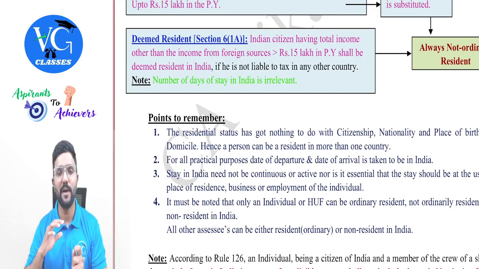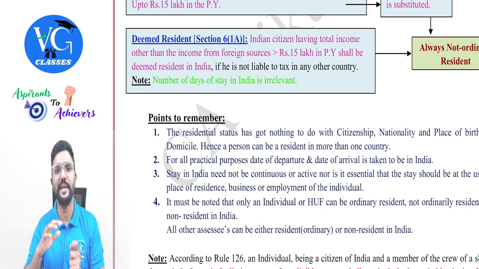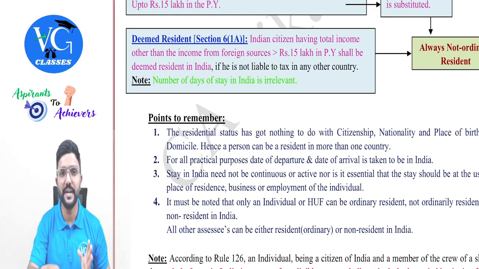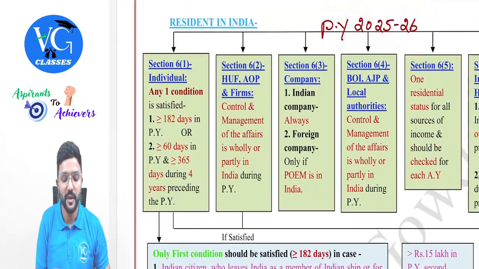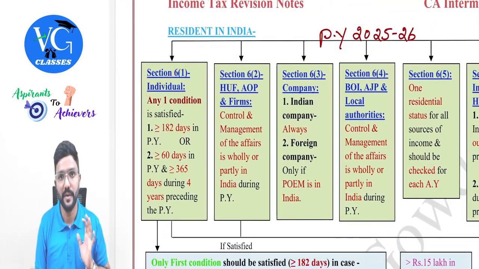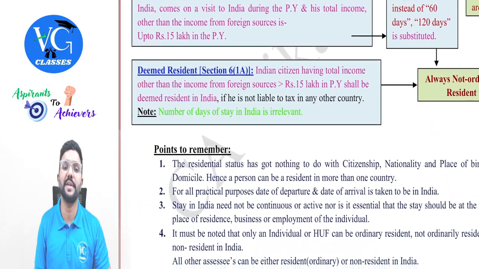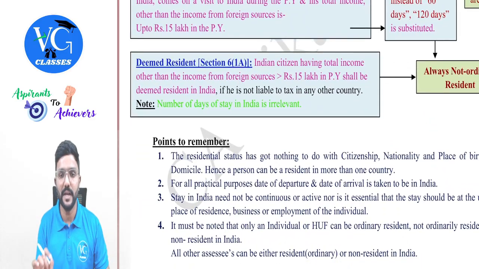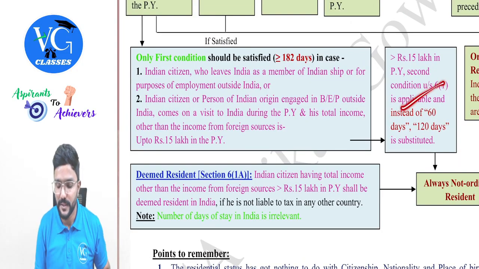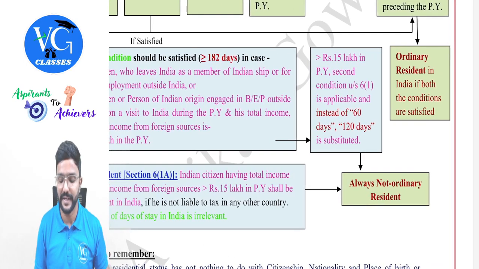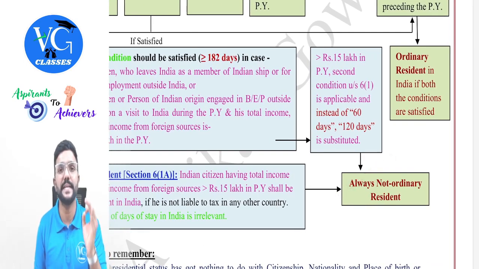And here, as I already told you, again and again I am repeating, number of days of stay is irrelevant. But please don't straight away go and check section 6(1A) here, guys. First check whether the individual will fit in under section 6(1). Only if he is not covered under section 6(1), we will go and check 6(1A). Clear? And whenever an individual is covered in this point or this point, and if they become resident, they are always treated as not ordinary resident.